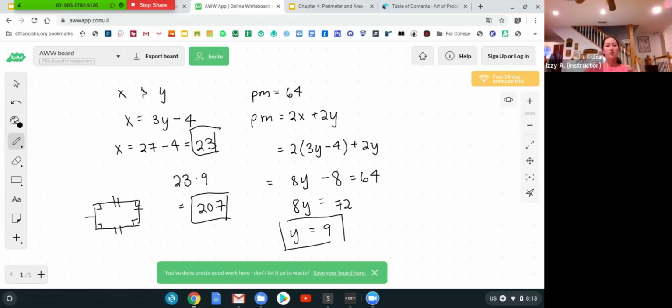I forgot to mention that when it comes to units for area, you want to make sure that you square your units. We don't have units in this problem, so if there are no units, what I usually do is say that the area is equal to 207 units squared, because we don't know what the units are. But yeah. Okay, so we can go back to our presentation.